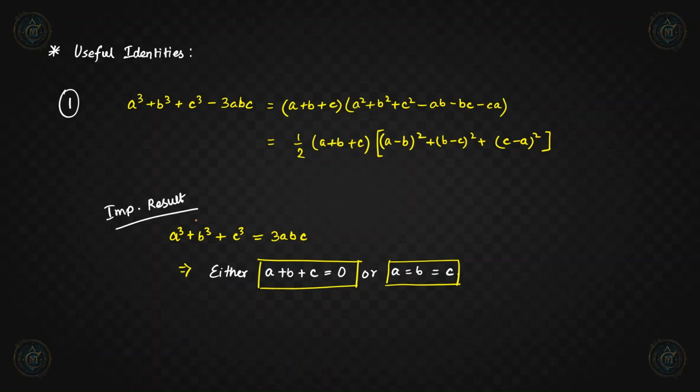That if we have three numbers a, b and c and the sum of their cubes is three times their product, we have two possibilities. Either a plus b plus c, which is the sum of all the three numbers, is 0, or the other case is that the numbers are all equal. That means either one of them must be true. Let us see its application in detail in a problem.